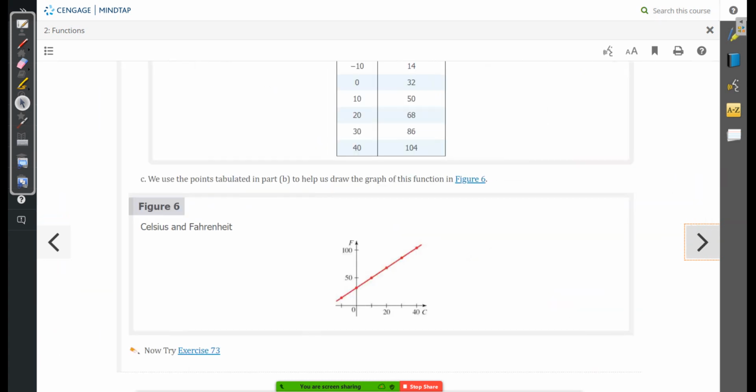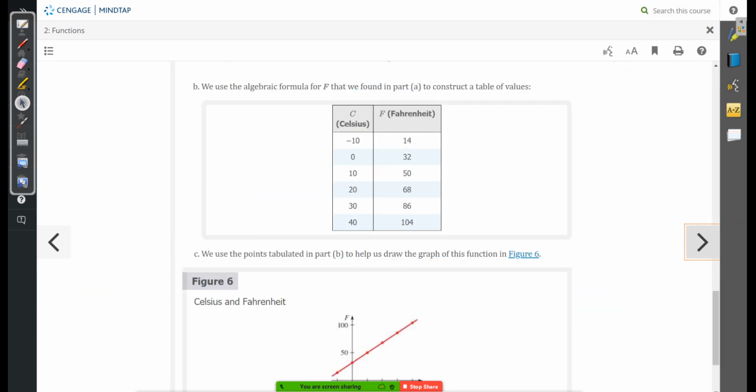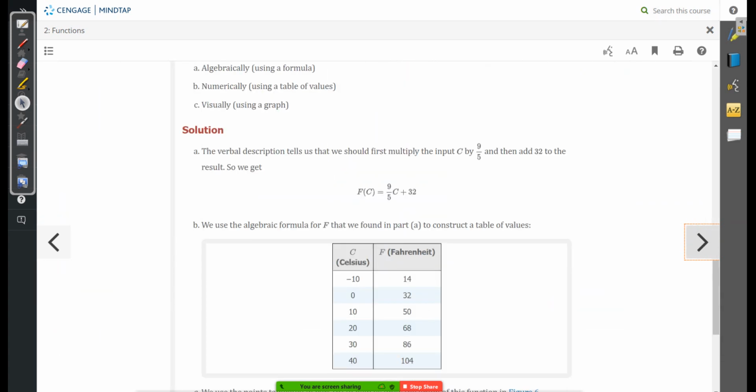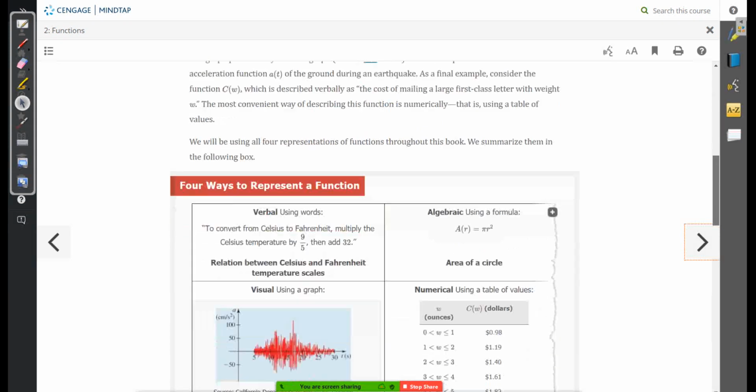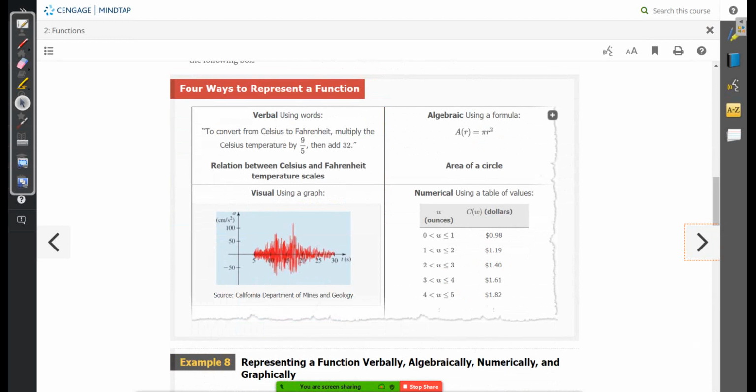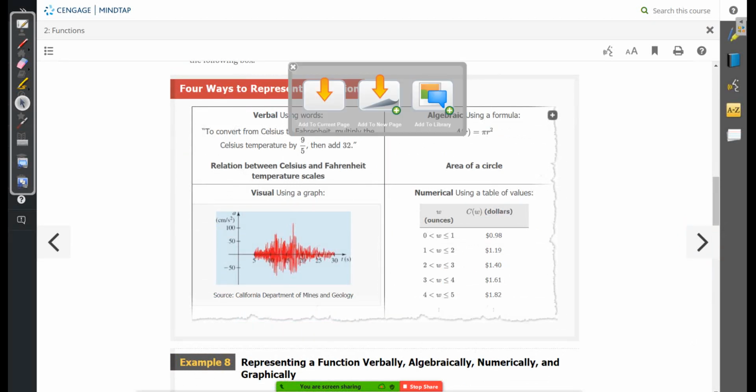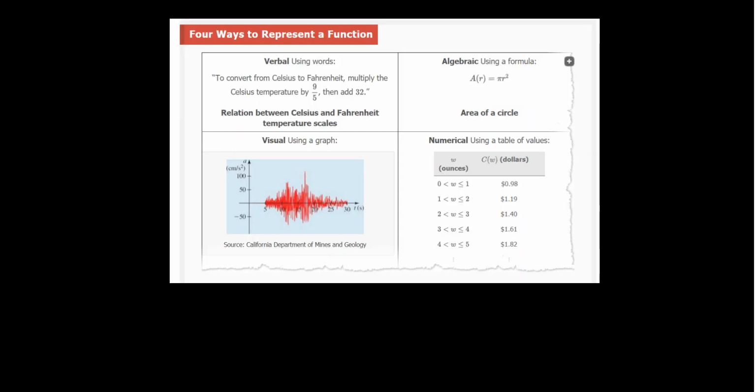The last thing is just a few ways to represent the function. I'm just going to snip this. I'm not going to talk about it, but it will be in the notes. And that concludes this lecture.